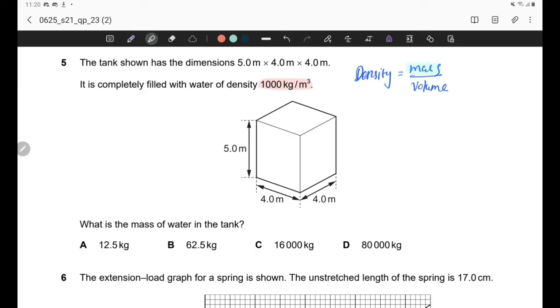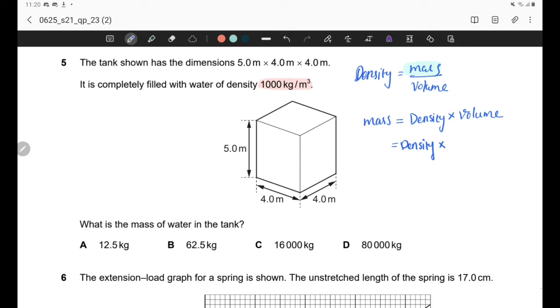So in order to calculate mass, we can rearrange the equation and make mass the subject. So we will get mass is equal to density times volume. Volume goes to the left hand side of the equation, from the denominator to the numerator, so it will become multiplication. We have the value of density which is given, so we can directly substitute.